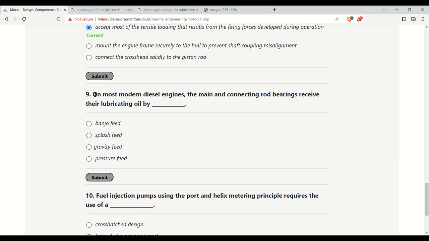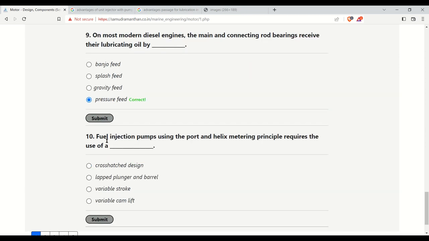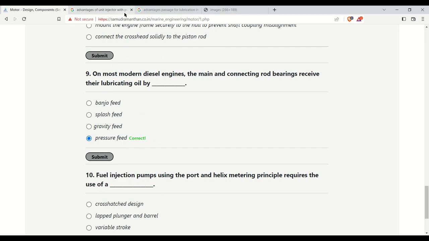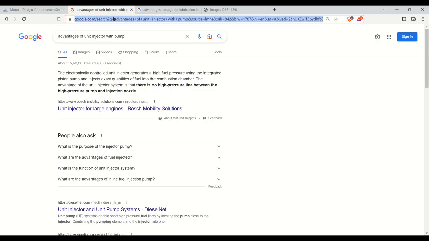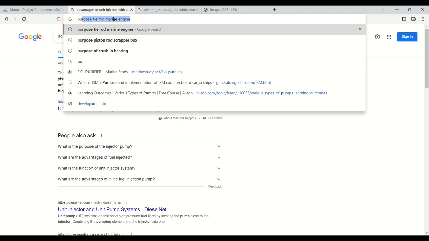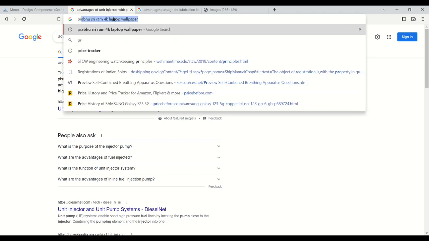Now our next question is: on most modern diesel engines, the main and connecting rod bearings receive their lubricating oil by pressure feed. Pressure feed is the best option. It lubricates properly because the pressure can be easily controlled and maintained using the pump, right? Now let's see what pressure feed actually is. If we see some images regarding this, it will help you remember properly for a longer period of time.